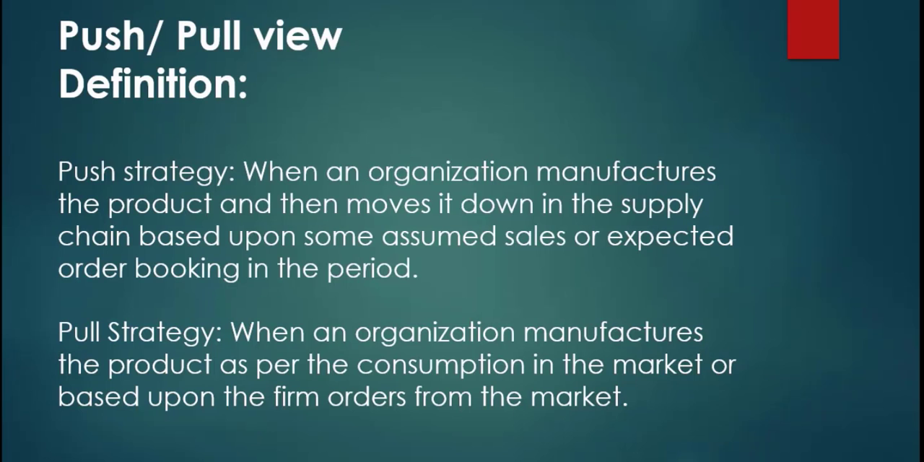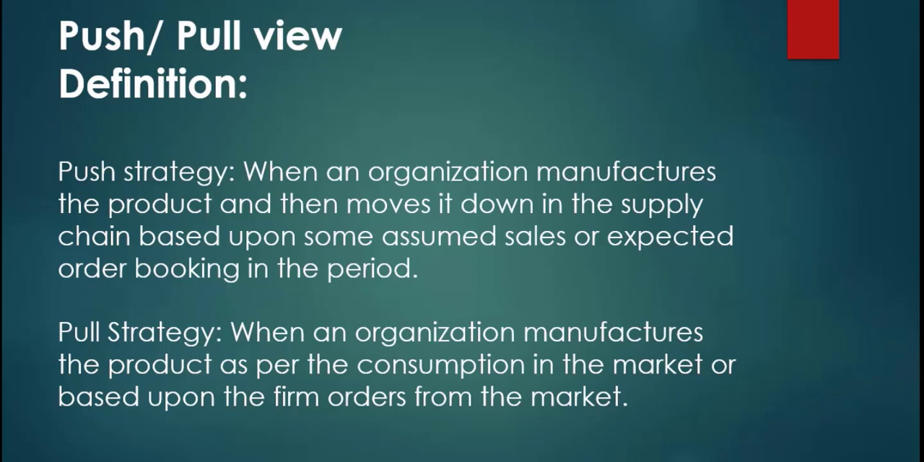Now we will see the push and pull view of supply chain. First we have seen the cyclic view, and now we will see the push-pull view. The processes in a supply chain are divided into 2 categories depending on whether they are executed in response to a customer order or in anticipation of customer orders. So pull processes are initiated by customer orders, whereas push processes are initiated and performed in anticipation of customer orders.